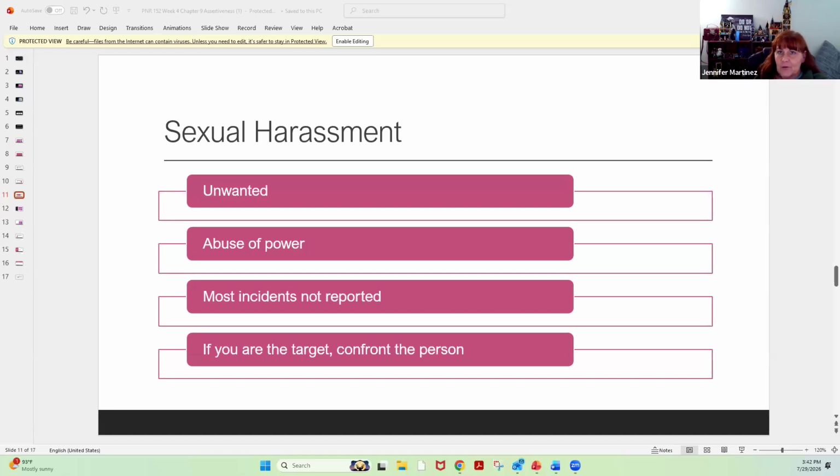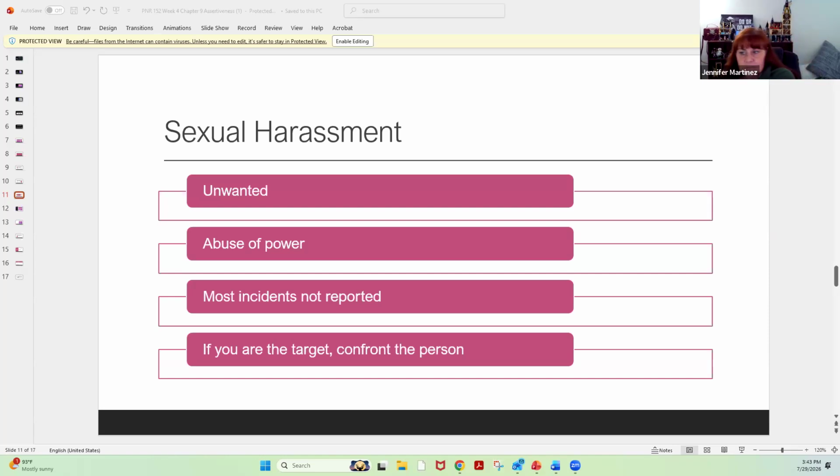It could also be creating a hostile environment, where the person harassing someone intimidates or interferes with your ability to perform your job. If you are the target of sexual harassment, the first thing that you need to do is confront the person that is harassing you.